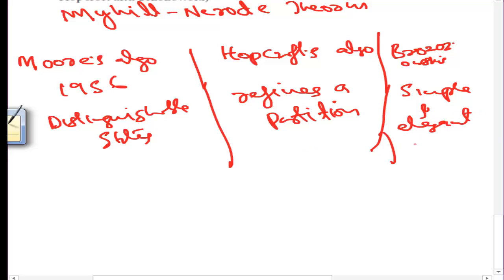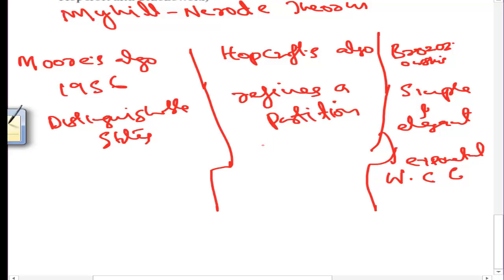Okay. Even in this case, we have exponential worst case complexity. That's a bad thing for it. But still, it is simple and elegant.